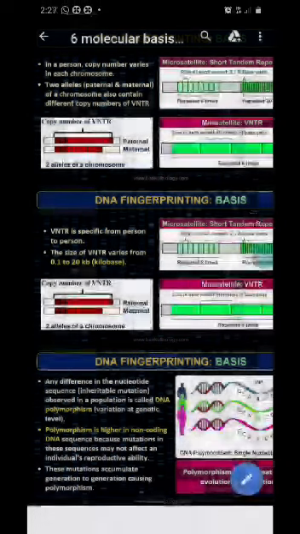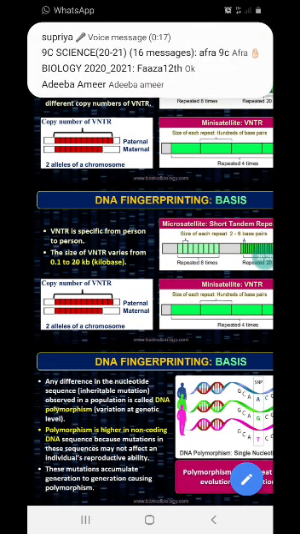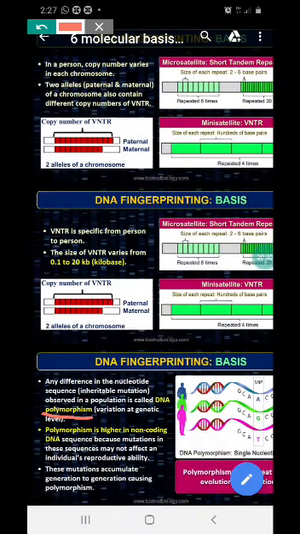Children, how has this VNTR come into our genome? I told you just now that it has been caused by repeated mutations, which is also called polymorphism. The polymorphism is higher in non-coding DNA sequences because mutations in these sequences may not affect the individual's reproductive ability.